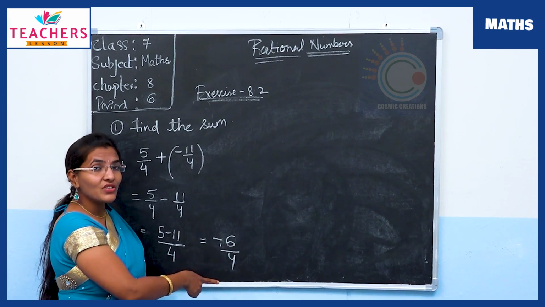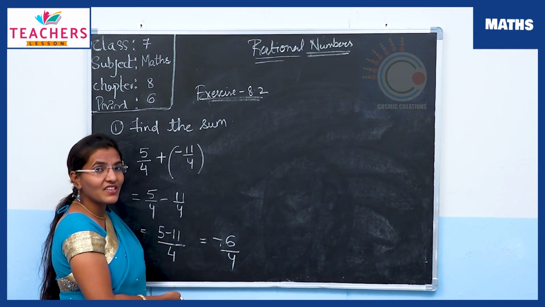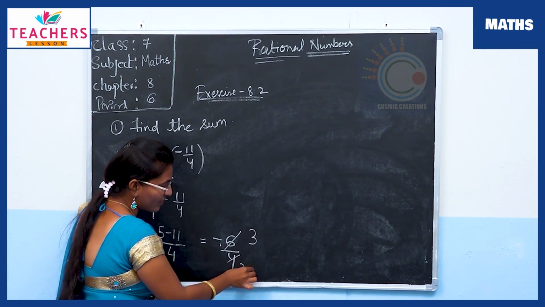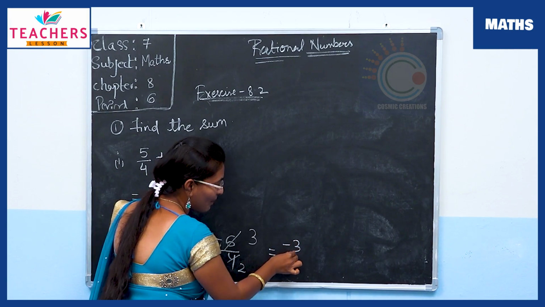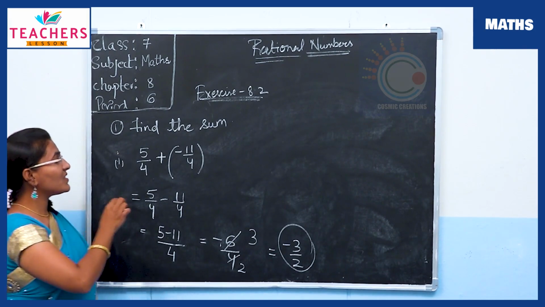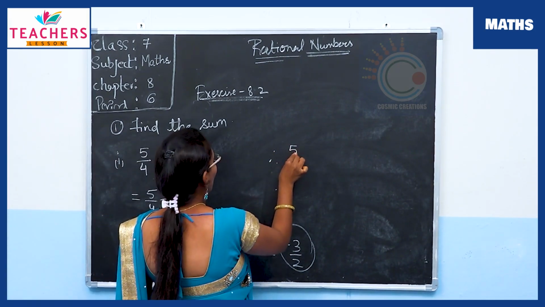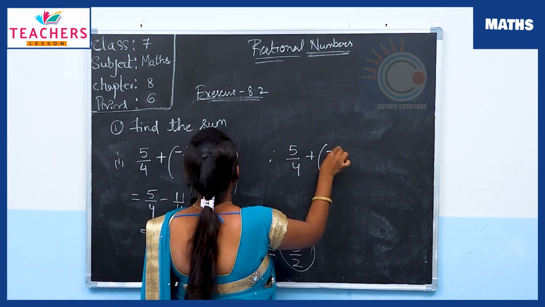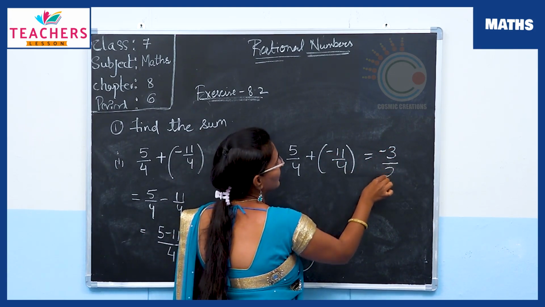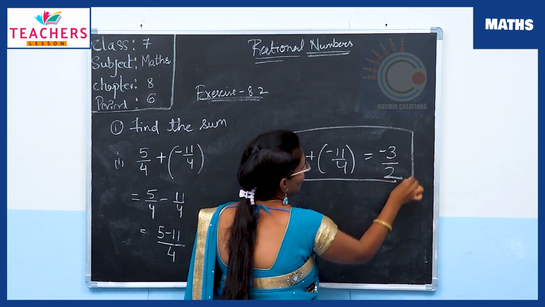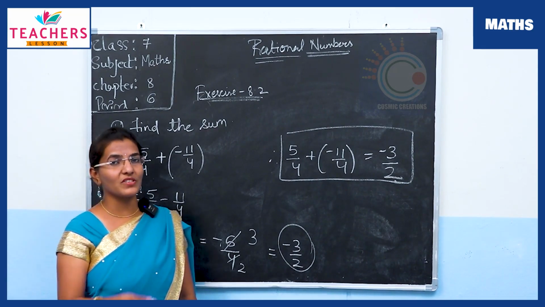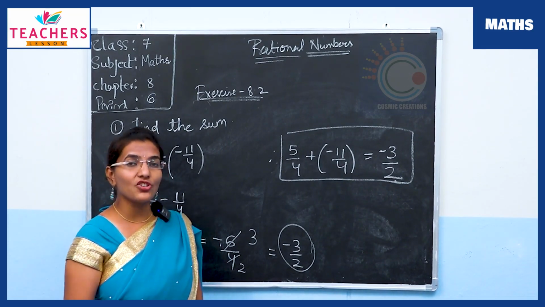Can we do more simplification for the given answer? Yes. This is a multiple of 2: 2 threes are 6, 2 twos are 4, isn't it? So what is the answer we got? Minus 3 by 2. Okay? Clear, right? Therefore, 5 by 4 plus of minus 11 by 4 is equal to minus 3 by 2. This way you have to perform the arithmetic operation, that is addition. So let's solve more examples.